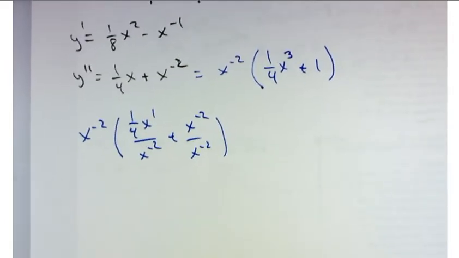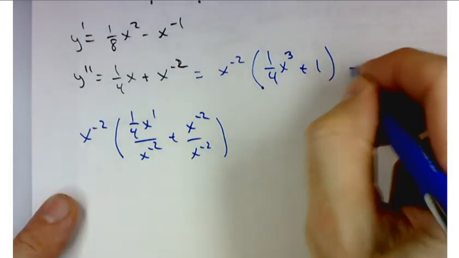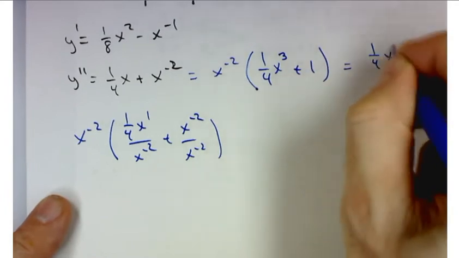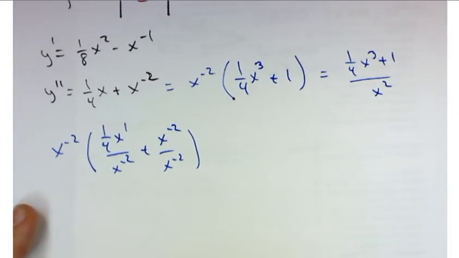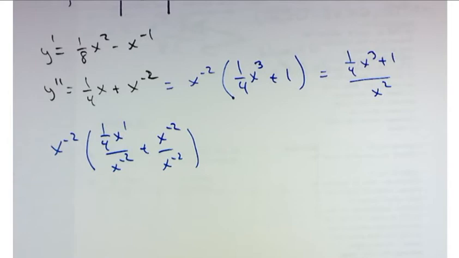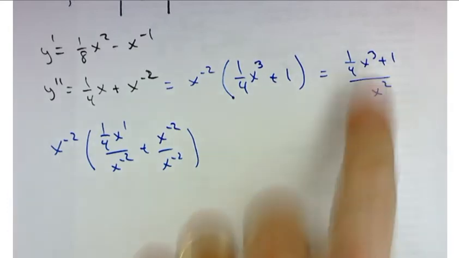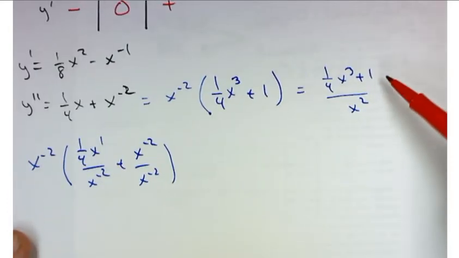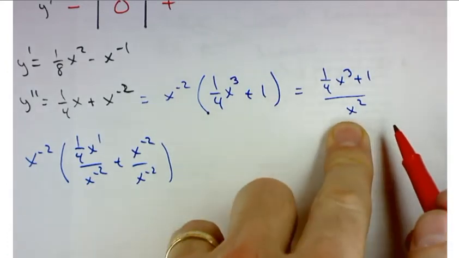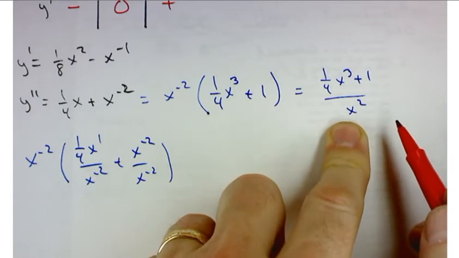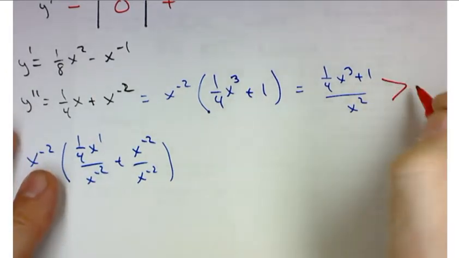Boy, isn't that going to be a friendly looking point. This cleans up as 1/4 x cubed plus 1 over x squared. And I think we're going to get saved in a nice, pleasant way here. I want to know where this can change signs. It can change signs where the numerator is 0 or where the denominator is 0. Well, the denominator equals 0 when x equals 0. And that's not part of the domain, right? So we can ignore where the denominator equals 0.